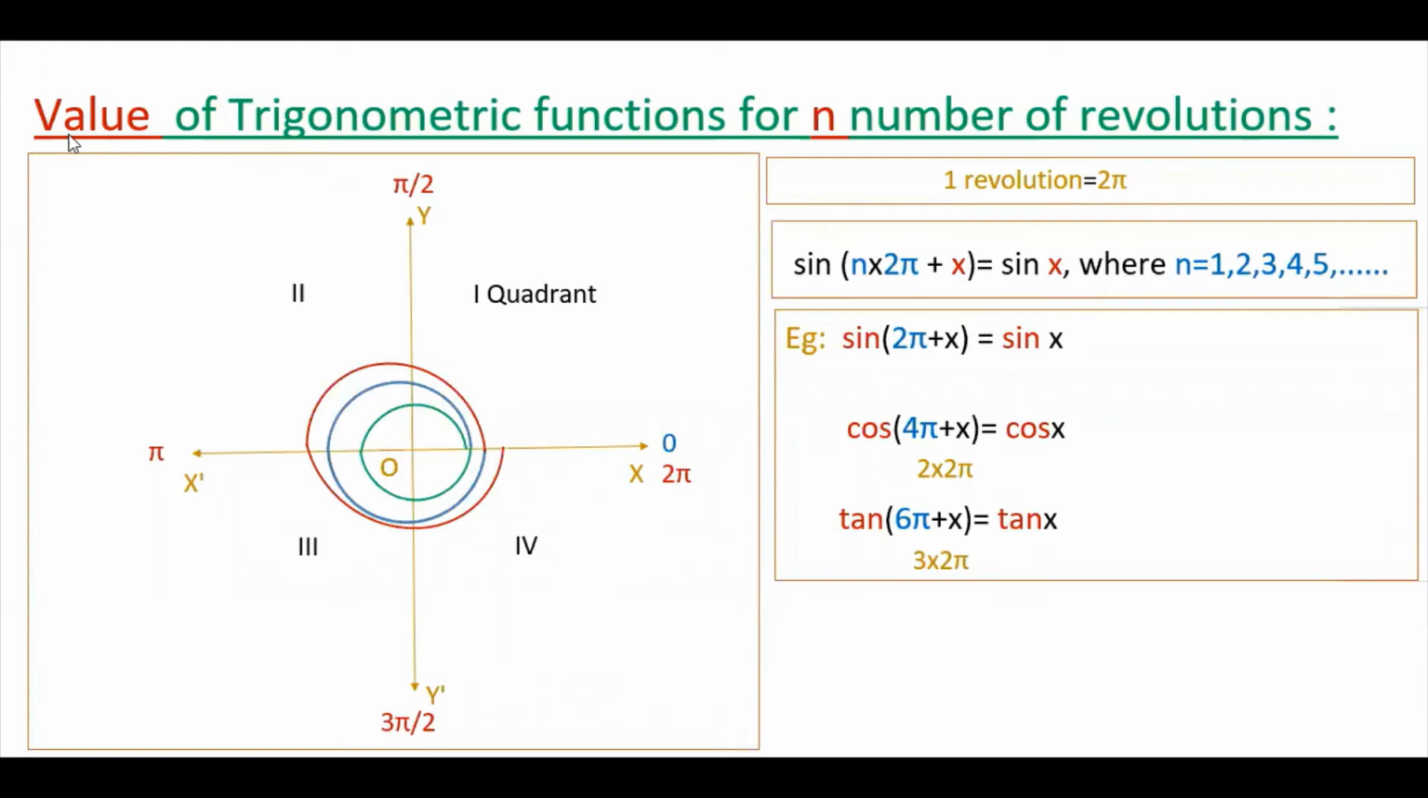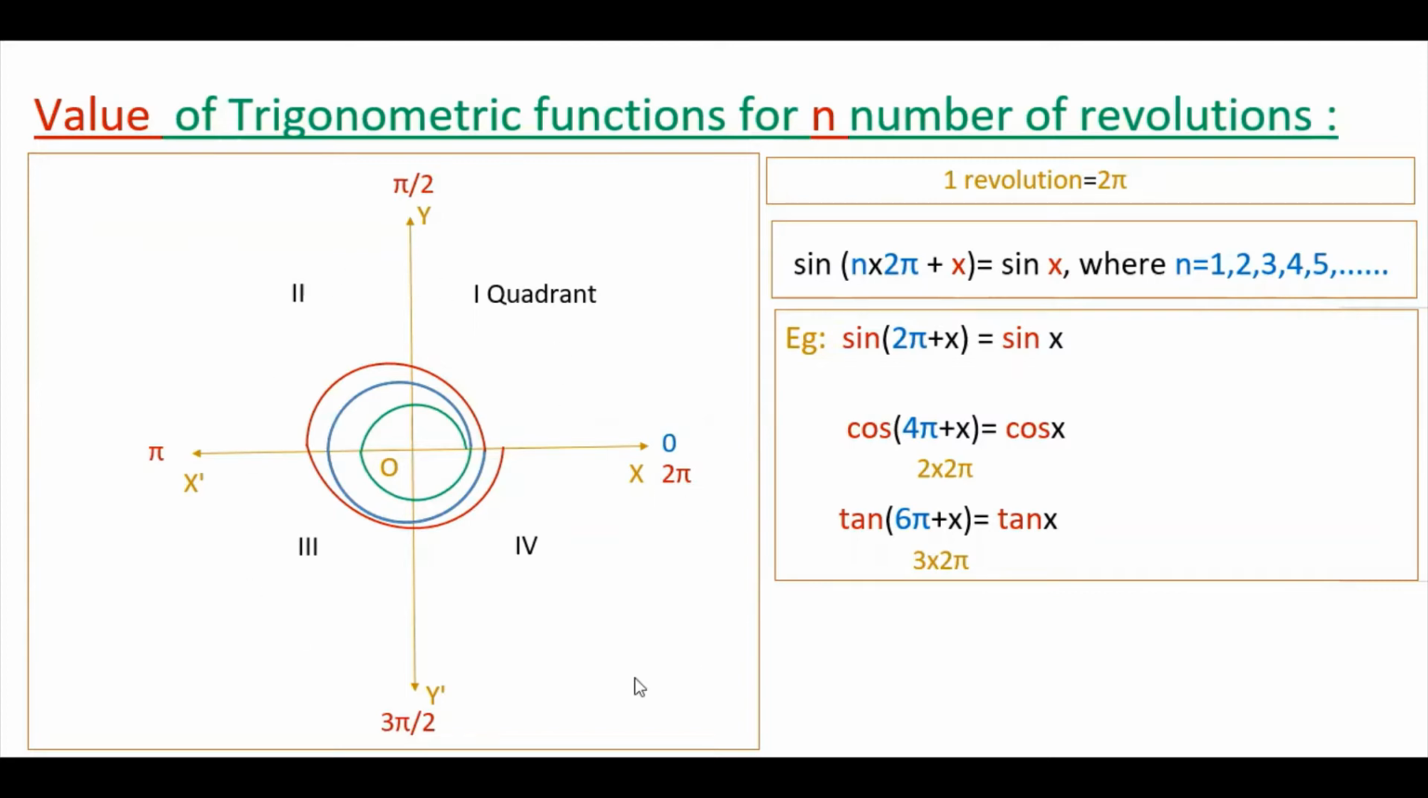And now I am going to tell what is the value of trigonometric functions for n number of revolutions. If you see this figure here, it is 1 revolution. That means 1 revolution is 360 degrees, and 360 degrees in terms of radians is 2 pi. So in 1 revolution, it takes 2 pi radians. For 2 revolutions, it takes 2 pi into 2, that is 4 pi radians. Similarly, for 3 revolutions, 3 into 2 pi, that is 6 pi radians.